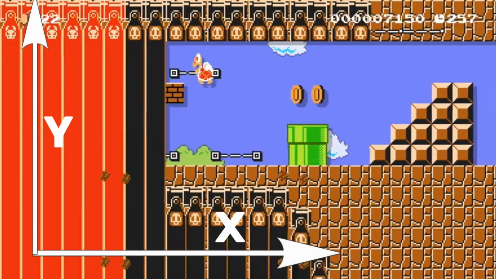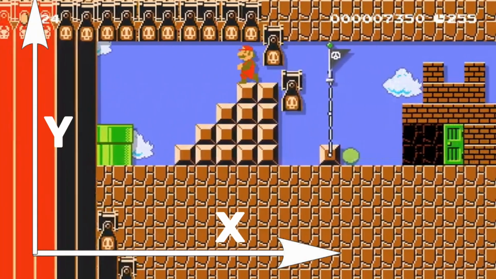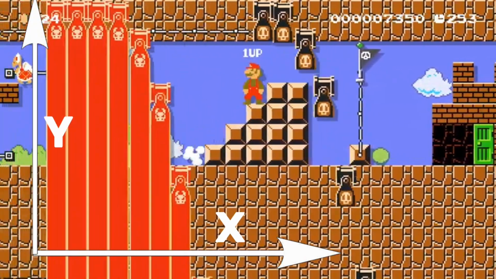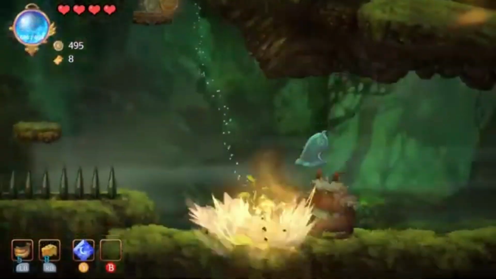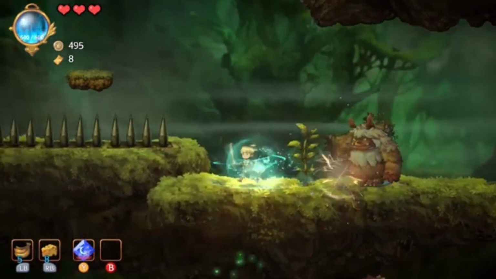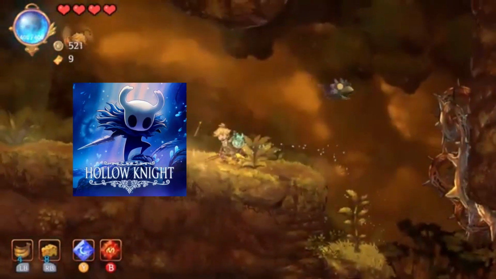In 2D, we use both dimensions or axes together, the x and the y, representing both length and width. This is the opposite of 1D, where you are strictly limited to just one dimension. Some of the most famous 2D games out there are Hollow Knight and Celeste.